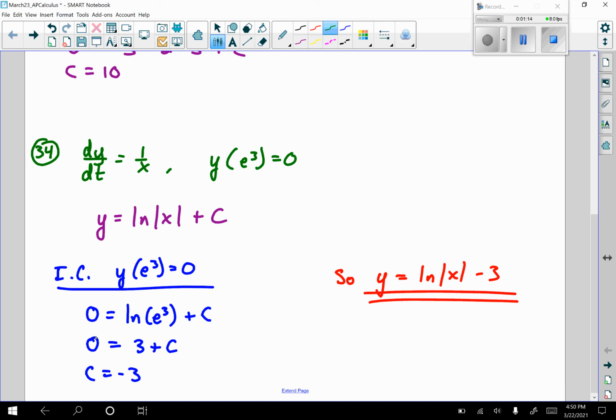Using the initial condition, we get 0 is equal to the natural log of e to the third plus c. And then using the laws of logarithms, we could bring that 3 down in front. So it's 3 times the natural log of e. Natural log of e is 1, so we just get left with 3 plus c, so c is -3. And then there's our equation, our specific solution.